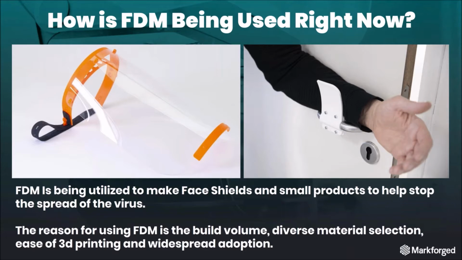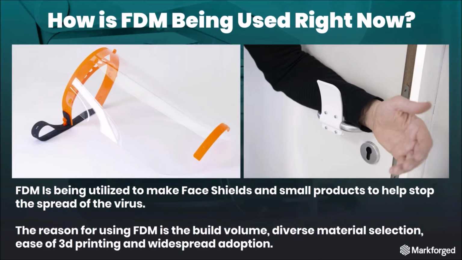But also little things to help stop the spread of the virus, like that little doohickey on the door there, which is allowing that chap to open it with his arm instead of his hand. The reason we've gone for FDM for that little thing on the door is that it could be quite a large part, and you might struggle to fit that on a high resolution resin printer.